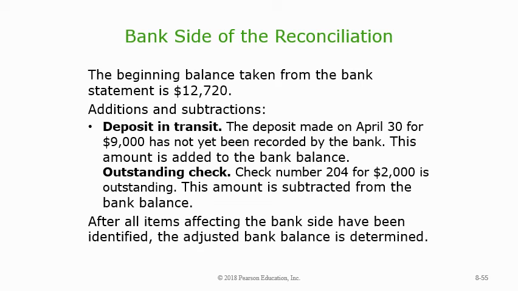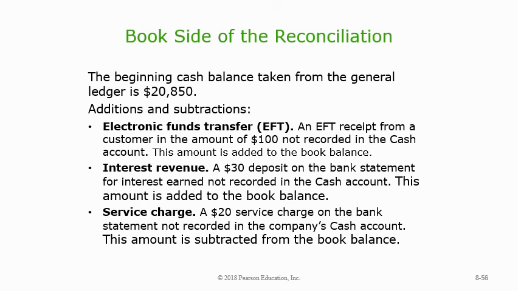This amount is subtracted from the bank balance. So we wrote the check, but it hasn't been cashed yet by the person who we sent it to, so we need to subtract that from our bank balance. After all of those items affecting the bank balance have been adjusted, then we know what our actual bank balance should be.